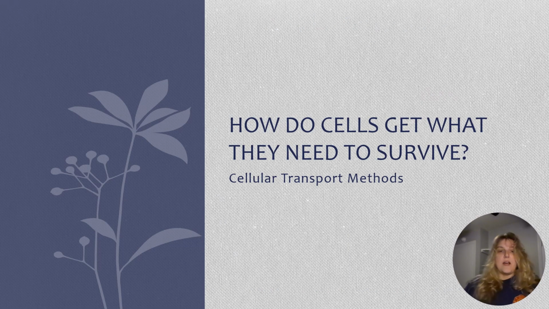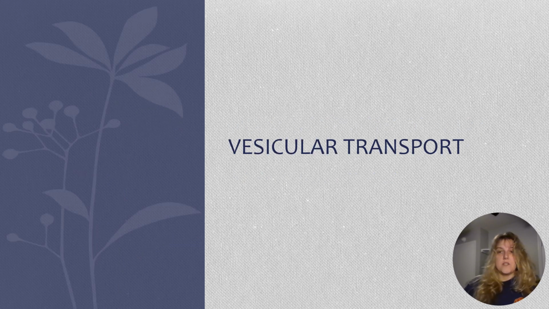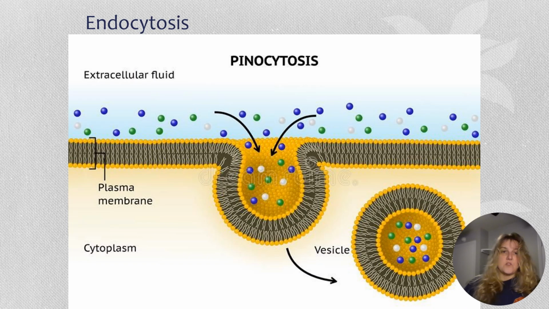So we need to know how cells get what they need in order to survive, and that's how we talk about cellular transport. So there is a thing called vesicular transport, and in vesicular transport you have a thing called endocytosis, and that's where you're taking extracellular fluid and you're bringing it into the cell. And it does this through pinocytosis. It's cell drinking, literally what that means. Pinocytosis means cell drinking.